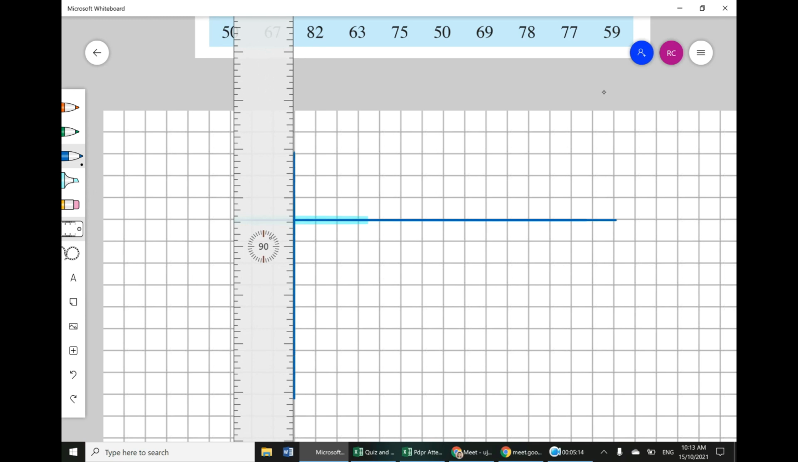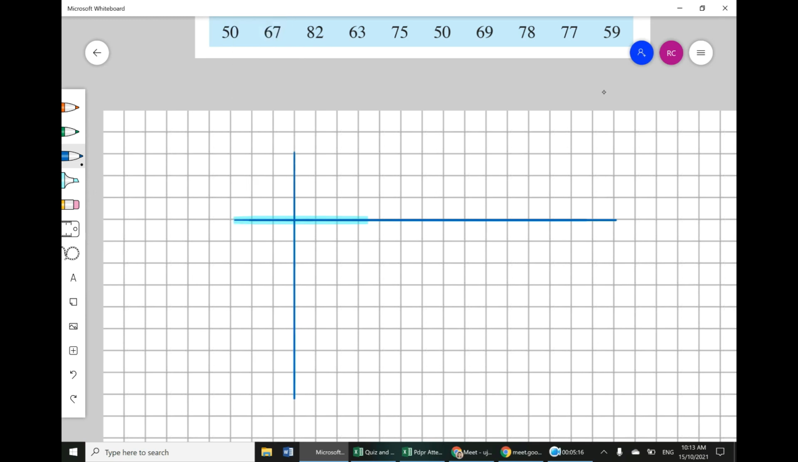Okay. So after you have drawn these two lines, the first one, you are going to label with the word stem. That's why we call it a stem and leaf plot. The second one, you are going to label with what? Leaf. Are you okay?